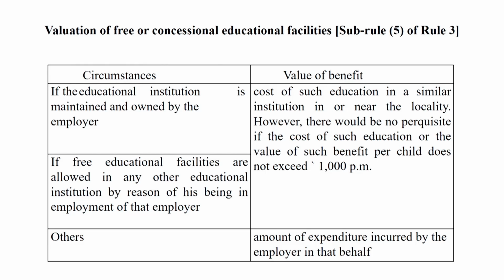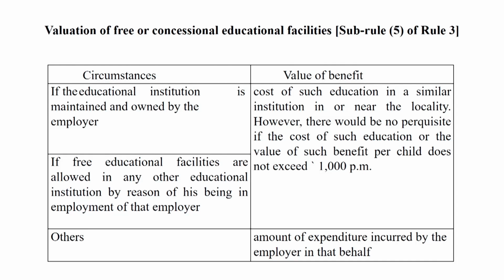If free education facility is allowed in any other institution by reason of the employment of that employee, this rule is also applicable. If the cost of such facility is not more than rupees 1,000 per month per child, then it is not taxable at all, it is not included at all, and there is no need for calculation at the time of computation of income from salary.